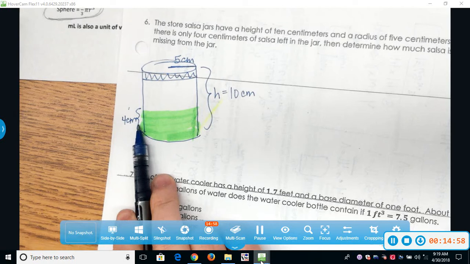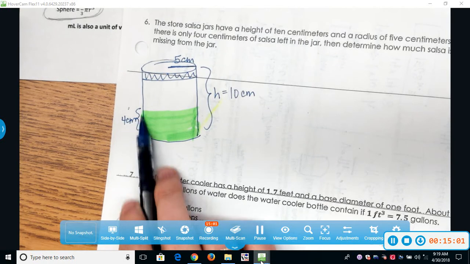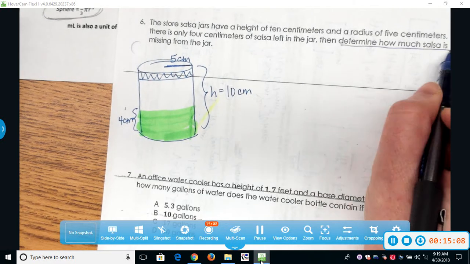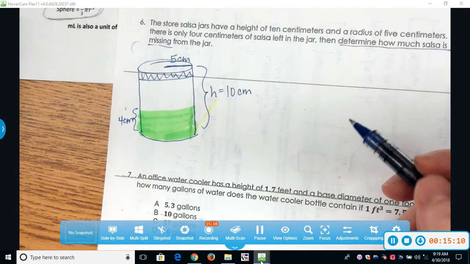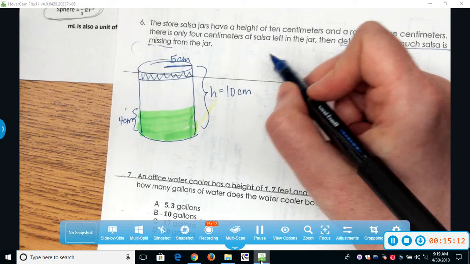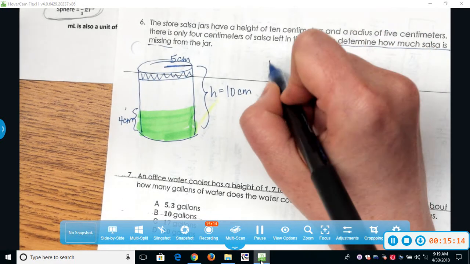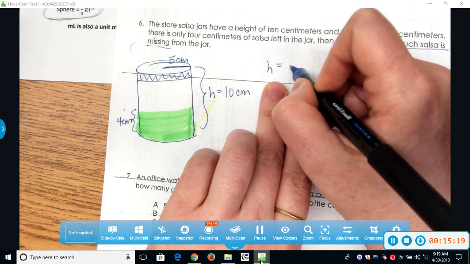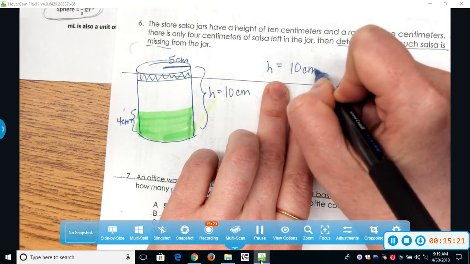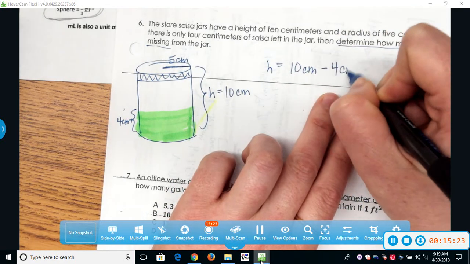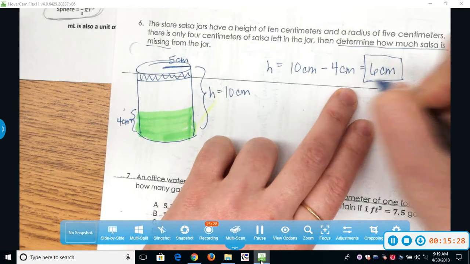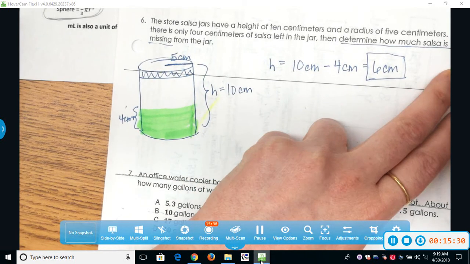All right, so there is only 4 centimeters left of salsa. And it says, determine how much salsa is missing from the jar. Yes, they tried to trick you. Okay, so your height that we're going to use is 10, the total, minus 4 that's left. So your height that you're actually going to use is 6. Good job, Ashton. We'll get you some bonus.